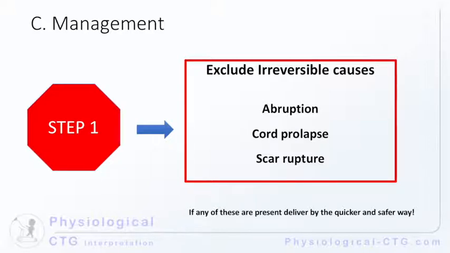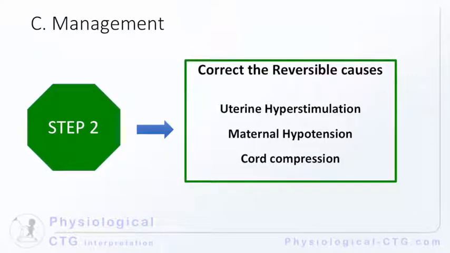If you have any irreversible cause, then you need to move quickly and deliver the baby by the safest and quickest way. If you don't have full dilatation, you need to prepare for a surgical delivery. Once you have excluded the irreversible causes, then you need to think if there's anything you can correct. Think about uterine hyperstimulation, maternal hypertension, or cord compression.